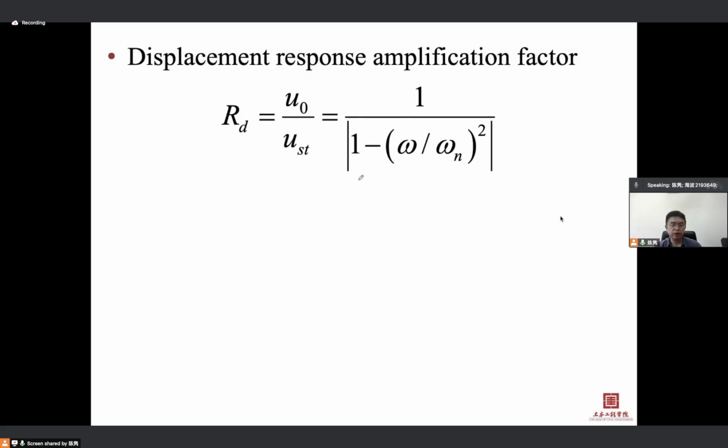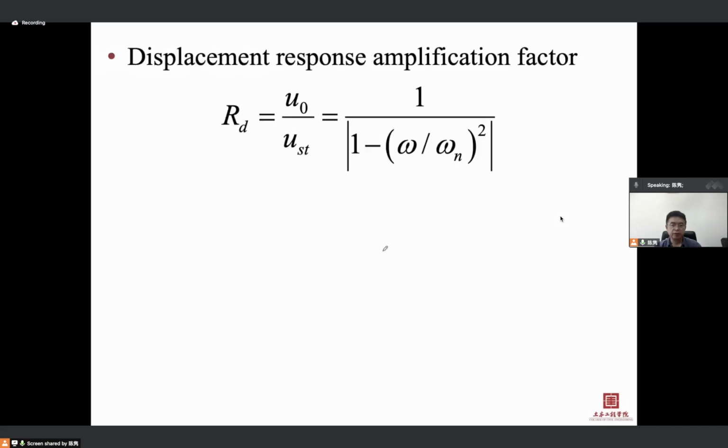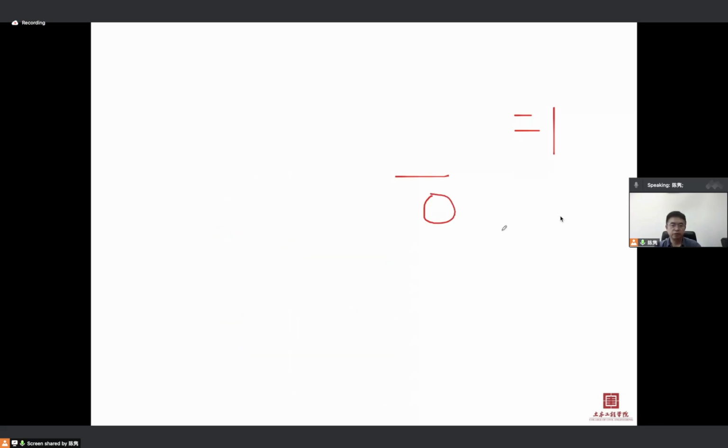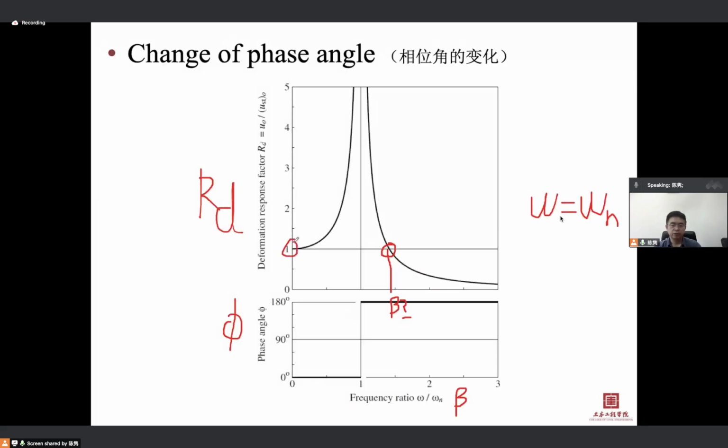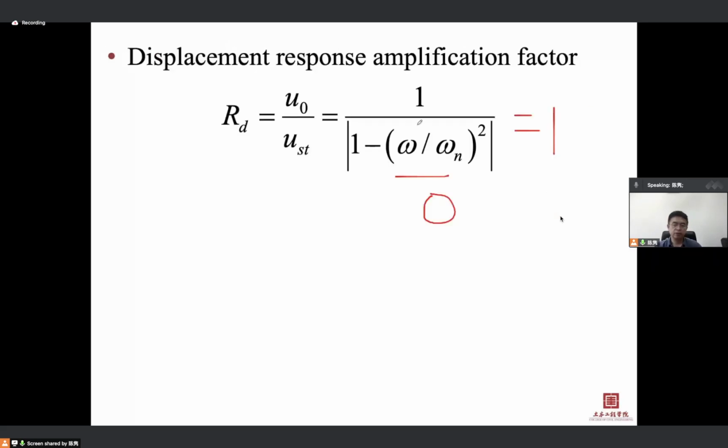Sophia gave you this equation already, so you need to determine this value. It should equal 1. You write this. One solution is where this becomes zero, which is this point. But this is meaningless, because this is static deformation. Omega equal to zero means there's no dynamic loading, it's a static loading. So this is one solution for beta.